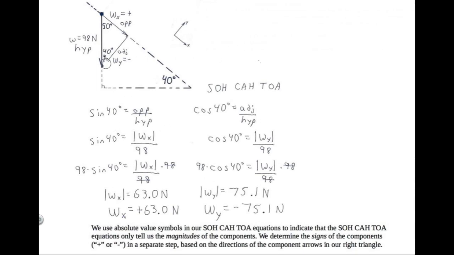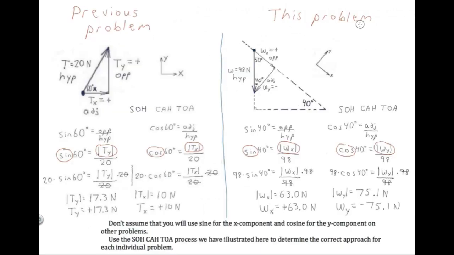Inclined plane problems are common on exams, so you should make sure that you are comfortable with this method for breaking the weight force into components for an inclined plane problem. For this problem, we used sine for the x component and cosine for the y component. But in the problem from the previous video, we used sine for the y component and cosine for the x component. So the moral is, don't assume that you will use sine for x and cosine for y on other problems. Use the SOHCAHTOA process that we've illustrated here to determine the correct approach for each individual problem.